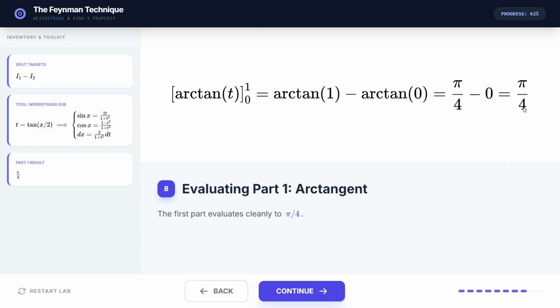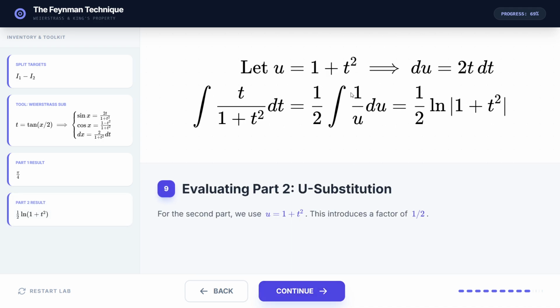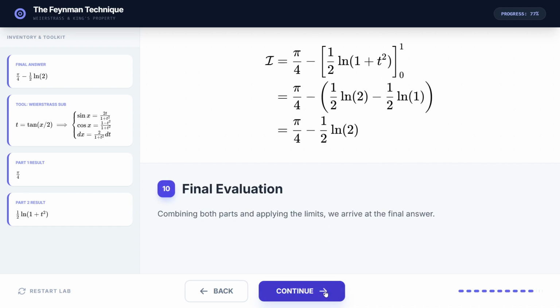It evaluates to pi over 4. We just take the antiderivative and evaluate it at the bounds. And then for the second one, we let u equal the denominator, and we have this. So now we finally have that our original integral is equal to pi over 4 minus 1/2 natural log 2.